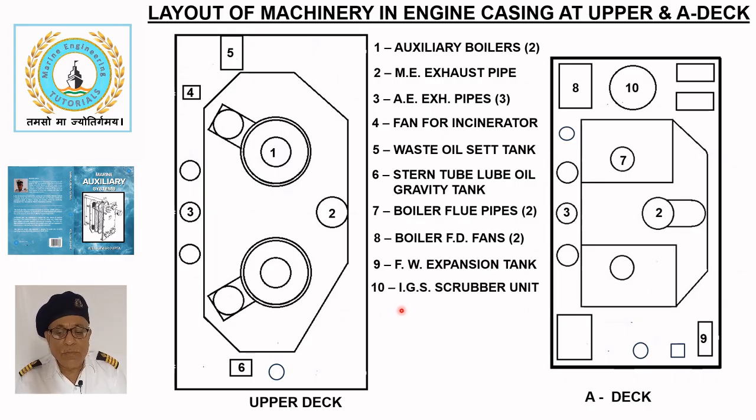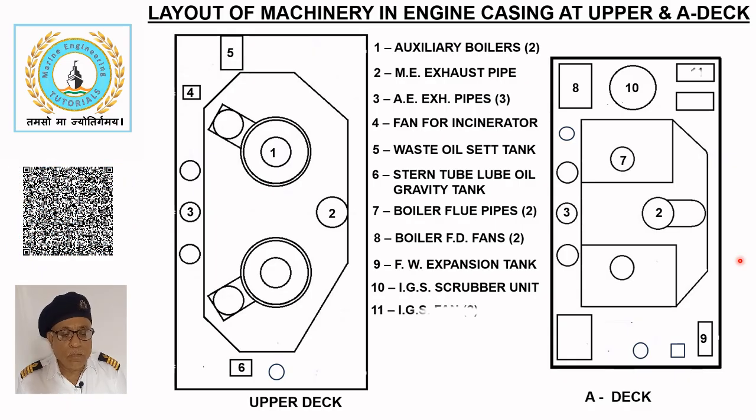The inert gas system scrubber unit (10) located on the A deck washes the boiler exhaust gas to cool and clean it before supplying it to the cargo tanks, creating an inert atmosphere to prevent explosion. Two inert gas fans (11) located on the A deck draw boiler flue gases through the scrubber and deliver them to the cargo tanks.